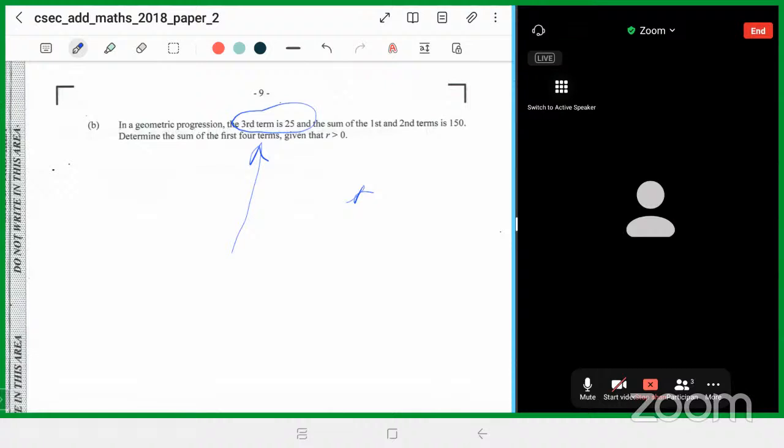How do you go from the third term to the fourth term in a GP? You multiply by what? By the R. Exactly. So you absolutely don't need to work out the A for this question. See that? That means that you'd have had all the terms.